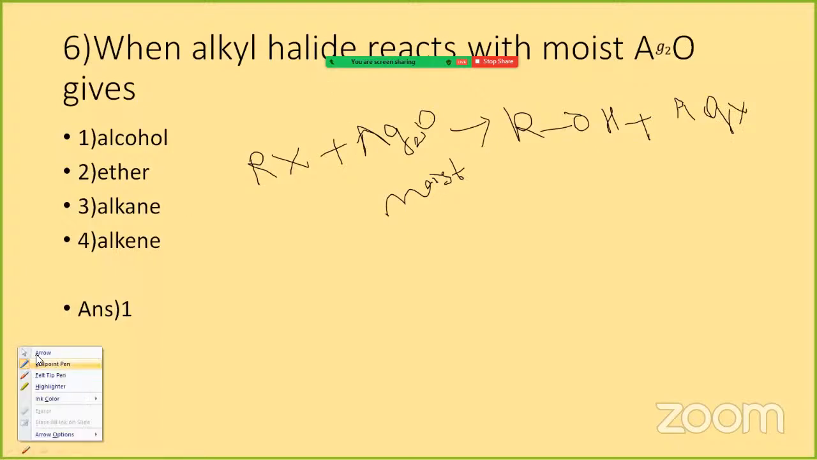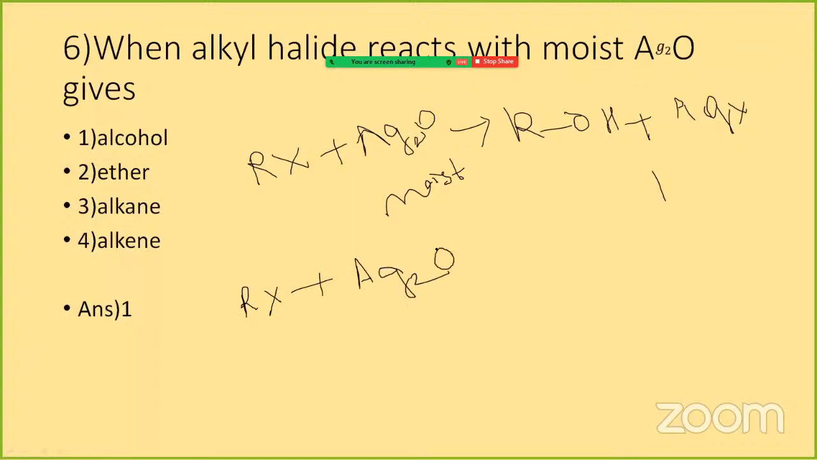But there is another condition for alkyl halides. If you are using the same alkyl halide with silver oxide, Ag2O, but instead of the moist condition we use dry silver oxide, then we are not getting alcohol, but we are getting an ether, ROR. So here 2 moles of alkyl halide will participate in this reaction to form the ether, plus our silver salt.